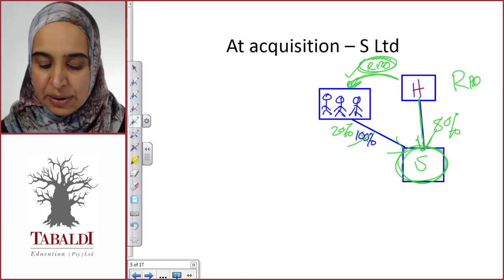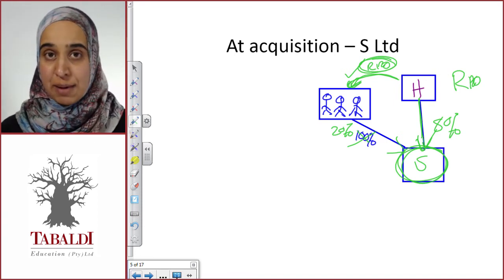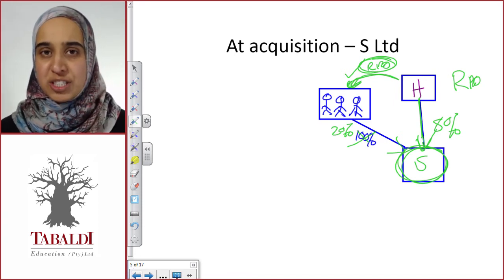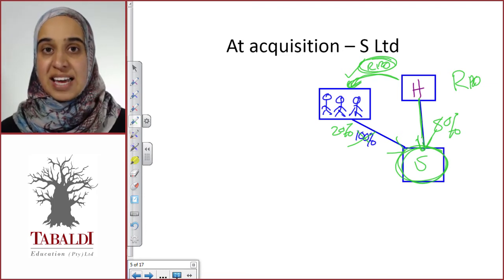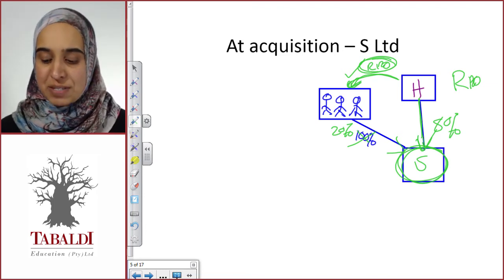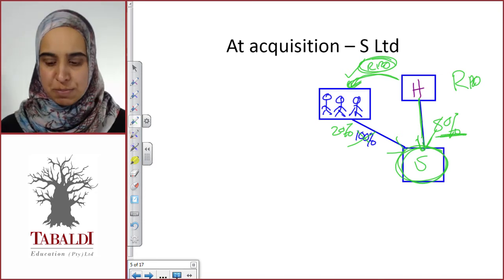Okay, so we say that it is the purchase of the share capital or purchase of the shares, but it's not just the shares that are being purchased. It is the entire equity interest, or 80% of the equity interest that is being purchased.